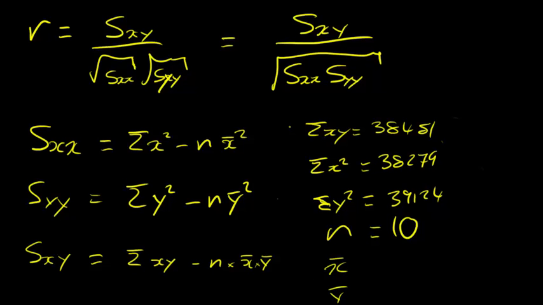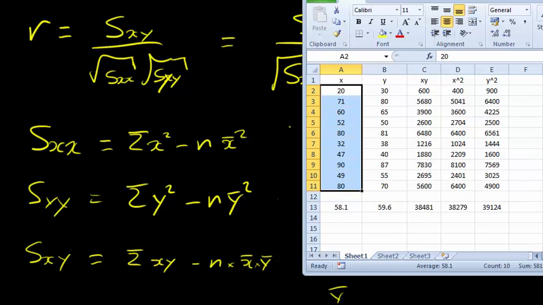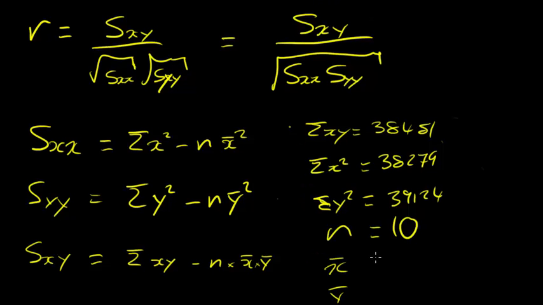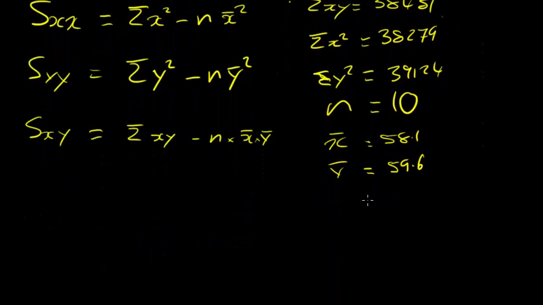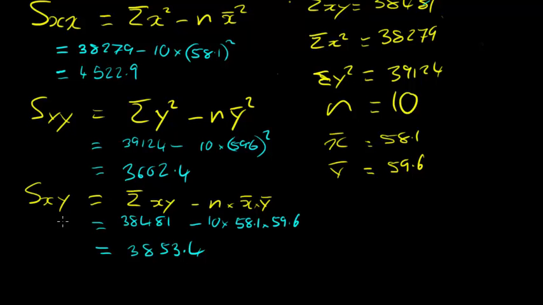Now x bar we've already worked out because I've plotted it on the graph. That was 58.1. And y bar was 59.6. And so now what I can do is plug all of these into my calculations. So what I'm going to do is just move a little bit to give me some space for working. So there are all my values filled out.